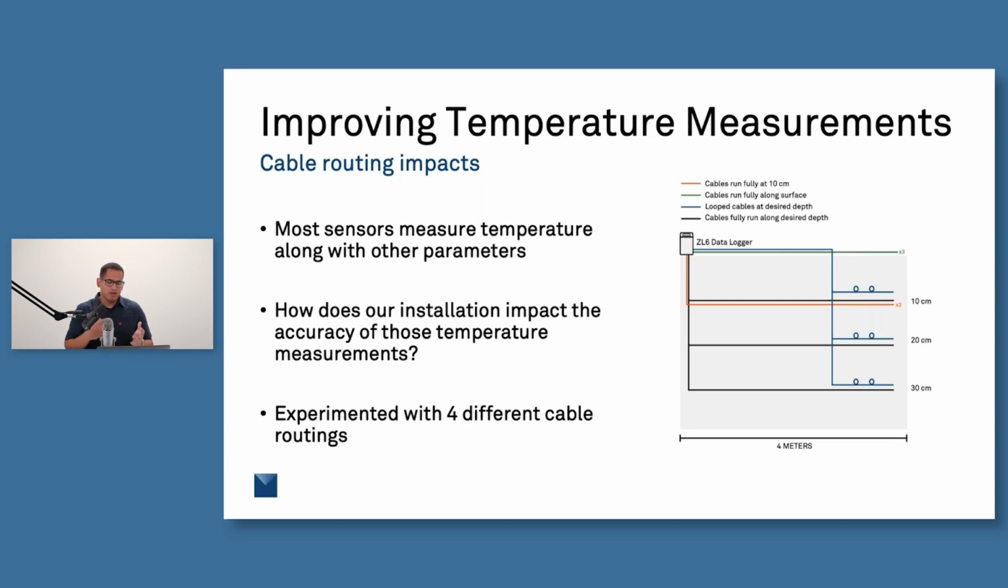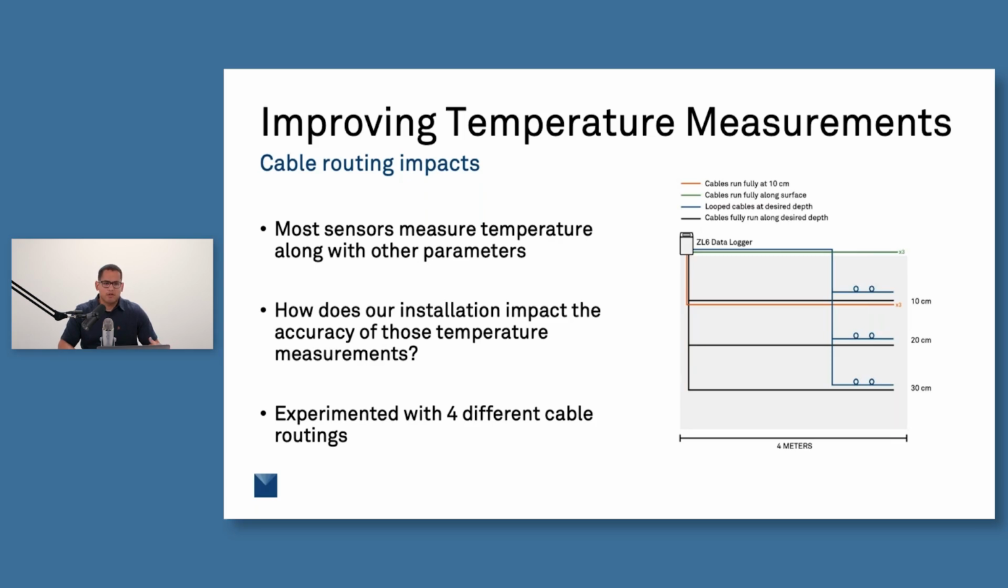We decided to take 4 different routing options. We ran the cables fully at 10 centimeters below ground from the logger to the measurement site. We also had cables run fully along the surface, so they're completely exposed. Then we had an installation where we looped the cables at a desired depth. We did 2 loops to help dissipate some of the heat that comes in from the cables. And the last option is where the cables were fully run along the desired depth. So at 10, 20, and 30 centimeters, the cables were trenched at those depths from the measurement site to the data logger. I believe this was about 4 meters from the measurement site to the data logger, which is not uncommon to see.